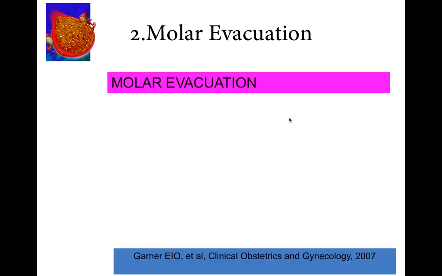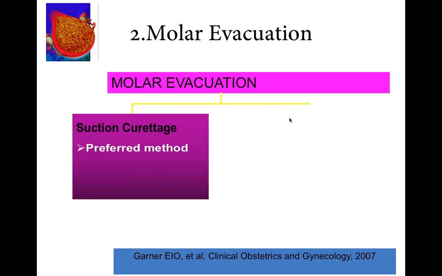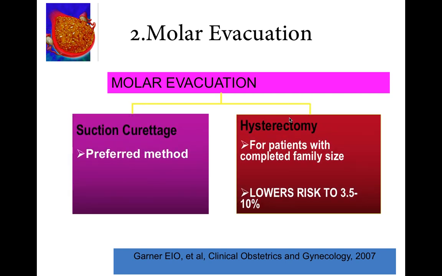So for the molar evacuation, the surgical management of pregnancy can be accomplished through suction curettage or hysterectomy with mole in situ. Blood components should be available prior to surgery. Complications such as uterine perforation, hemorrhage, and pulmonary insufficiency should be anticipated.